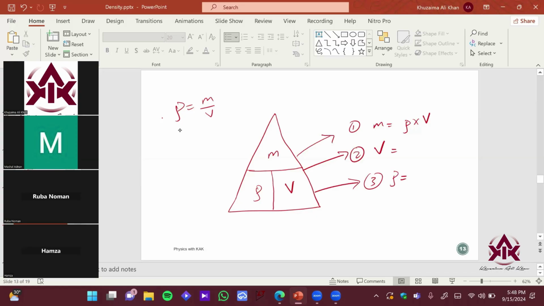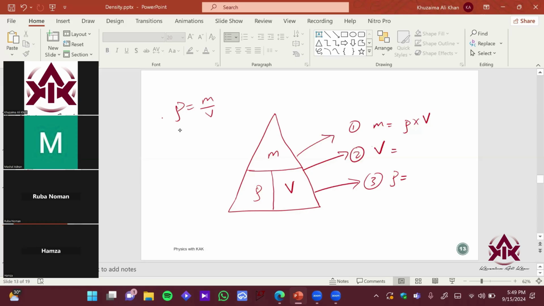Yes, Rayan? Density equals to mass upon volume. And volume is equals to mass upon density. Yeah, okay, good. So that is a shortcut to remember.